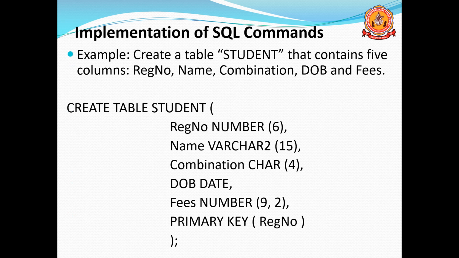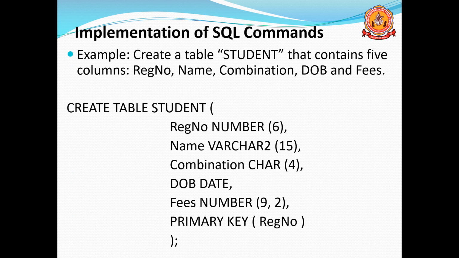The query can be written like this: create space table, that is the keyword. Create space table space, then the table name is given here, that is student. So student should be the table name, then an open bracket, after that register number. The first column name is register number. For register number we can provide a number. I gave number of 6, comma. The next column name is name.